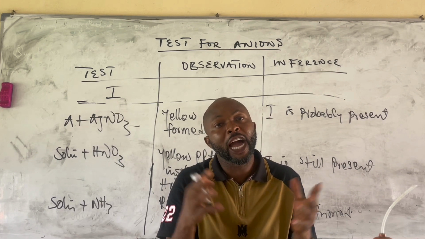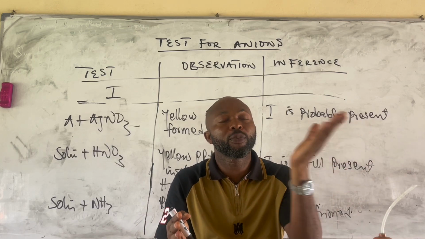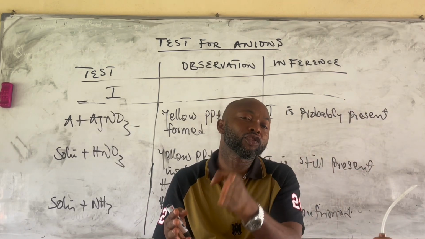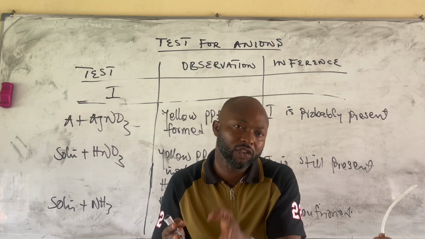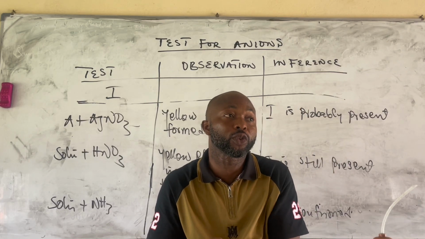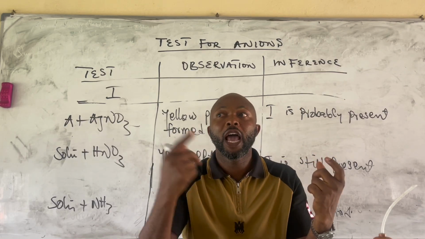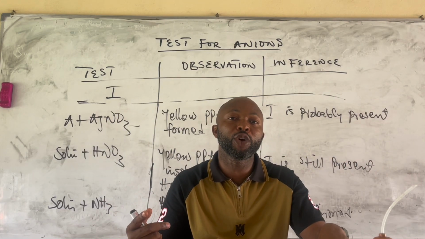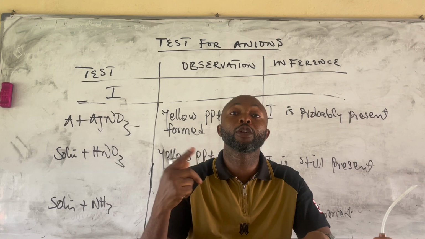Why? That is because iodine, which gives us a yellow precipitate, when we reacted it with nitric acid, is still insoluble. Even with ammonia solution, it remains insoluble. So we could make the distinction between iodide and bromide. Bromide becomes partially soluble when ammonia solution was added to it, and iodide remains what?